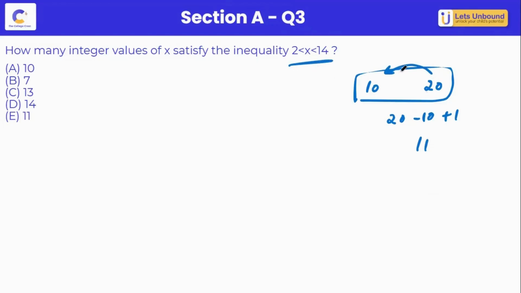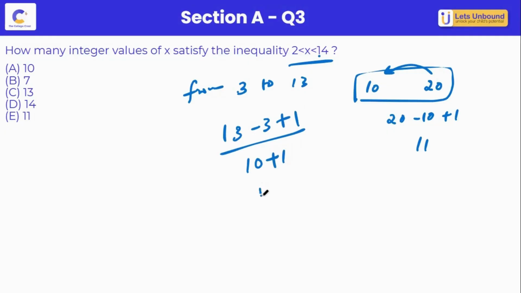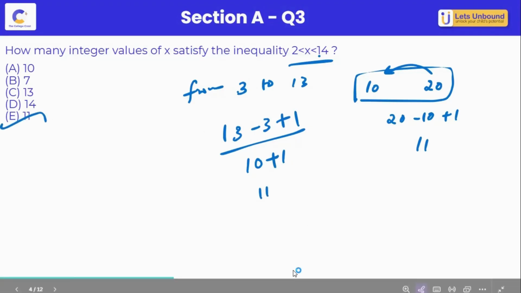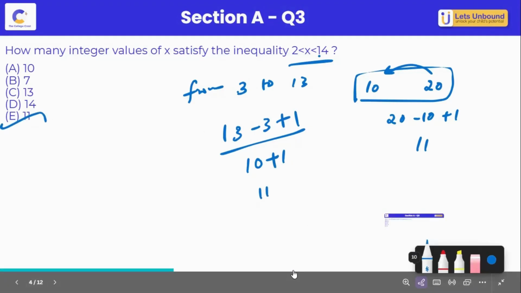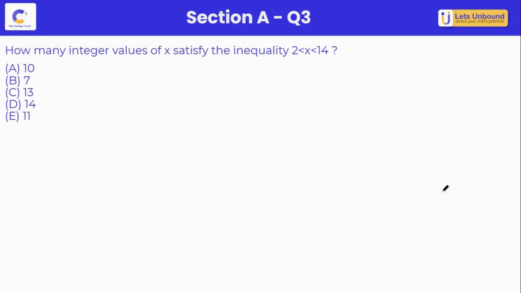You can use the strategy of subtracting the extremes and adding one, if your numbers are included. Here it's not included, it's between, right? 2 to 14. So it's from 3 to 13 that they're asking, because they're integers. So now you can apply 13 minus 3, and don't forget to put the plus 1. What is 13 minus 3? It's 10. 10 plus 1 is 11. So yeah, it's 11. Okay. Now, next.